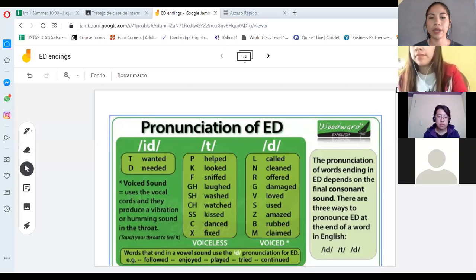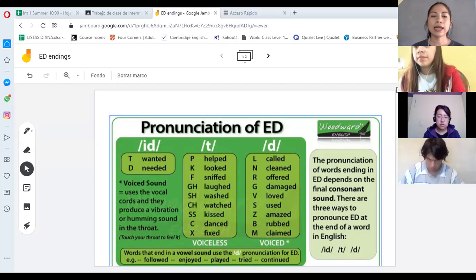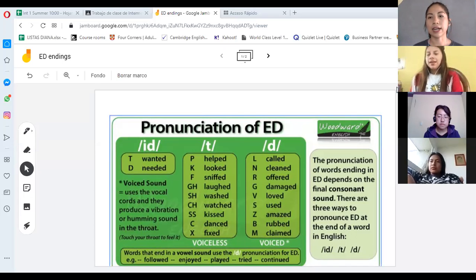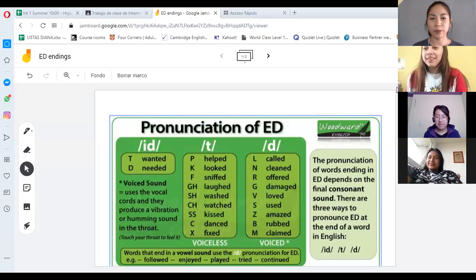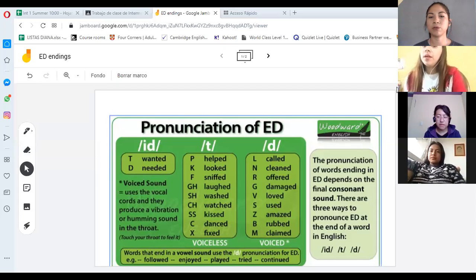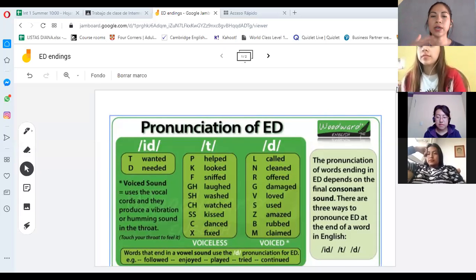Por eso se llaman voiceless. Hagan el sonido de la K. Is there a vibration? No. Let's pronounce F. F. The sound. There's just air. Solo hay aire, pero no hay vibración.